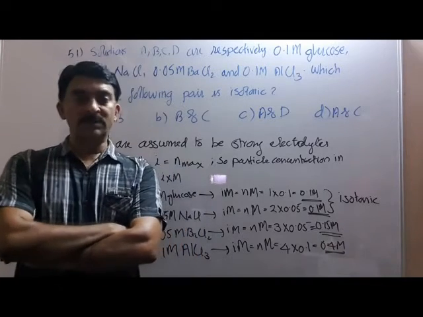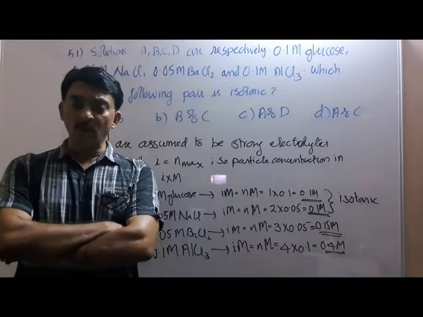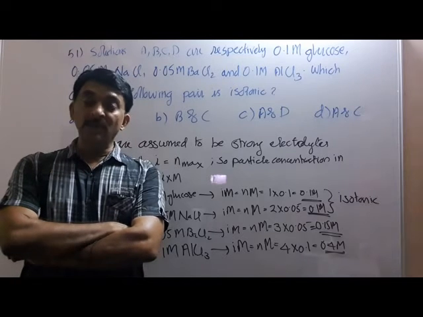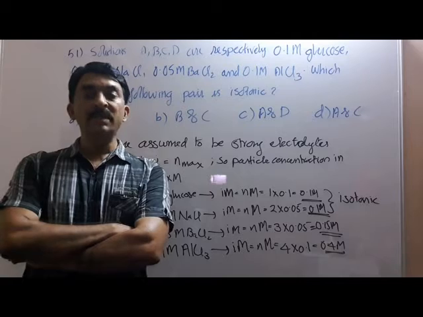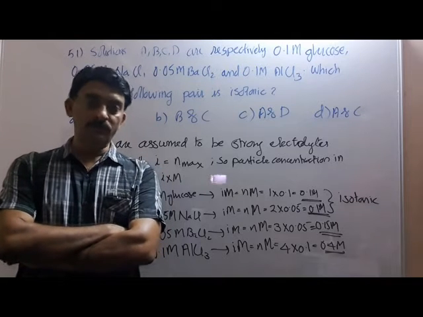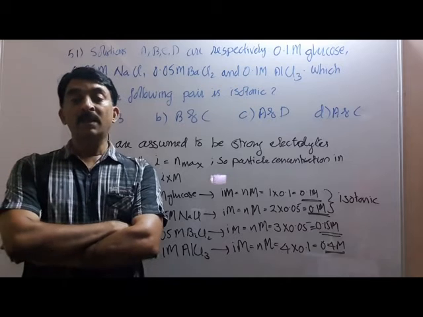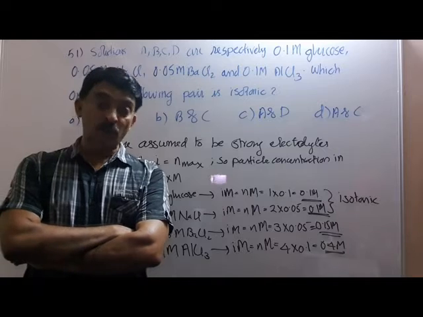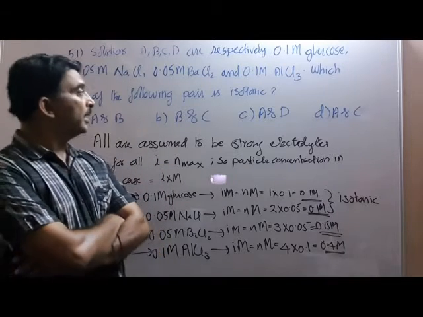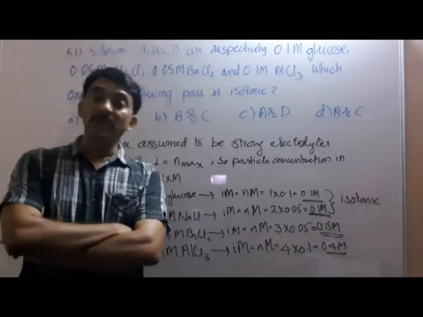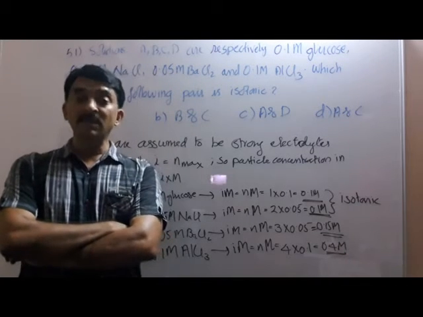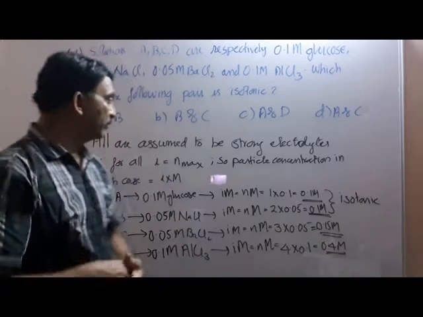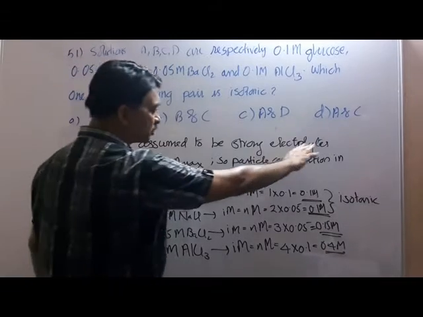For glucose, which is a non-electrolyte, it does not ionize. So for glucose, i is equal to n is equal to 1. For NaCl, i is equal to n is equal to 2. For AlCl3, i is equal to n is equal to 4 because every molecule provides 4 ions, 1 cation and 3 anions. And again, for BaCl2, i is equal to n is equal to 3 since every molecule produces 3 ions. So all are assumed to be strong electrolytes.